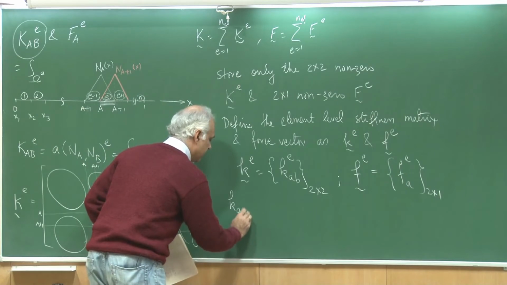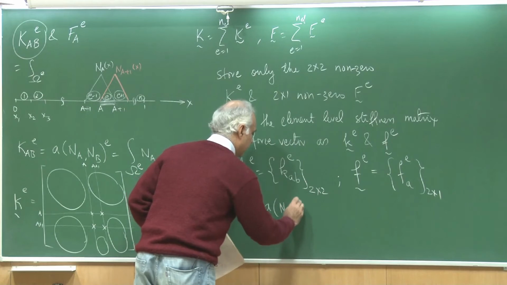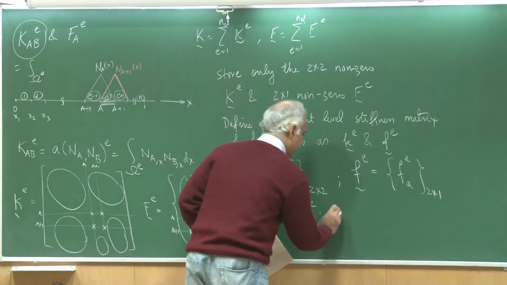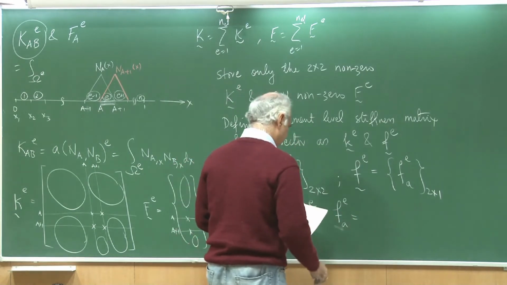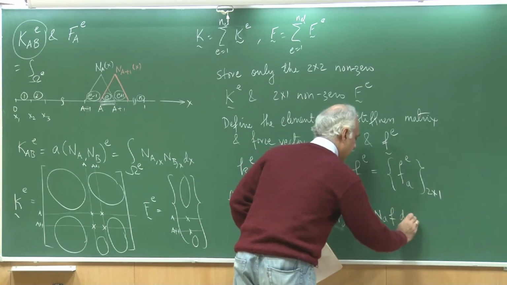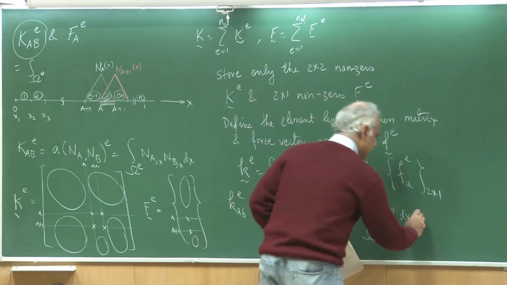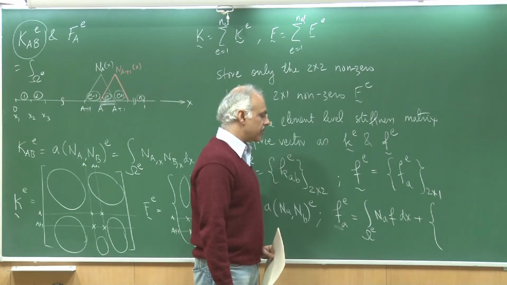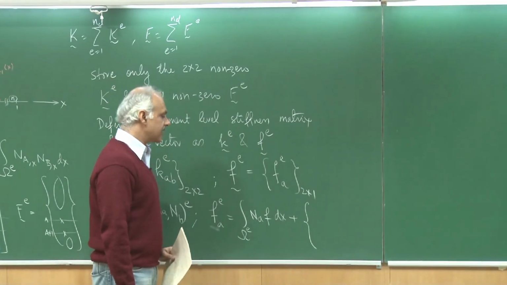Kab is going to be given as A of Na, NBE, and FAE we will write as integral over Na F dx over omega E plus the contributions from the H type boundary condition and the G type boundary condition, and notice those would come either for the first element or the last element.